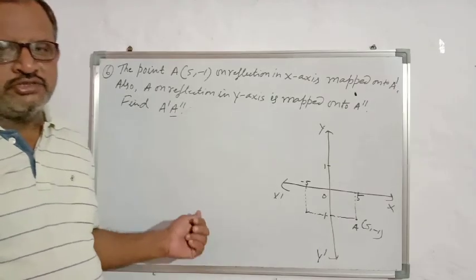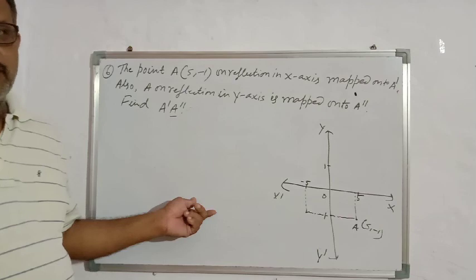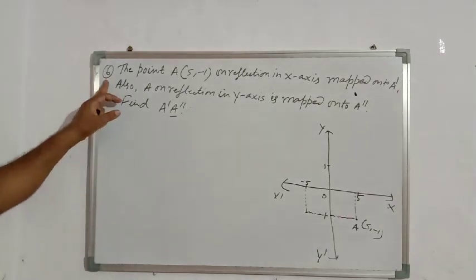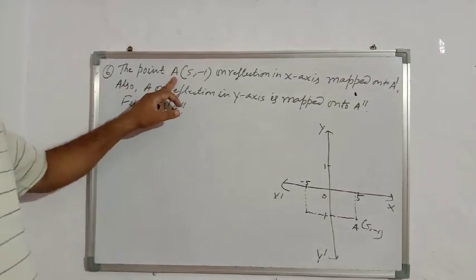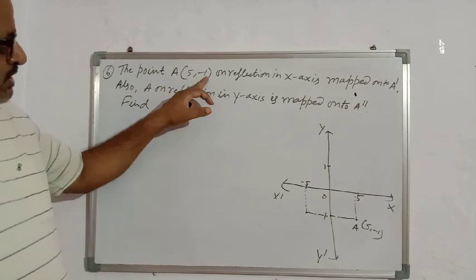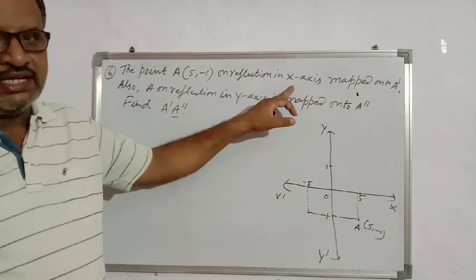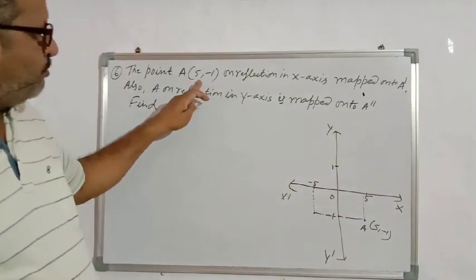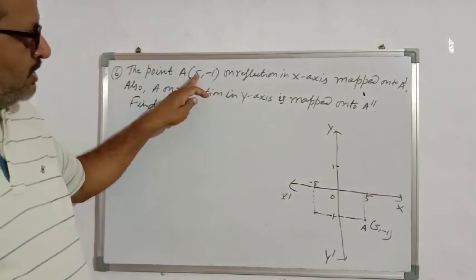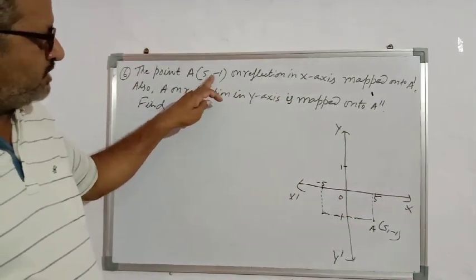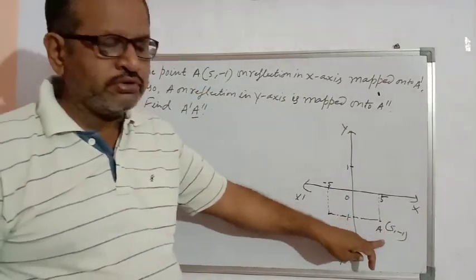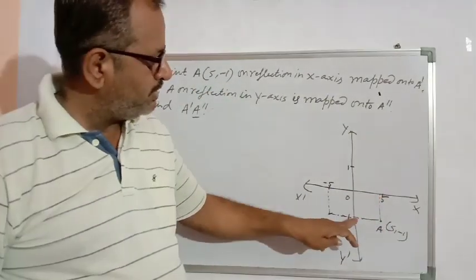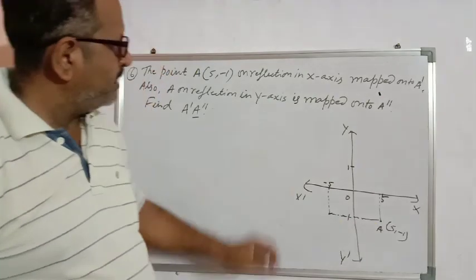Now see the last question, which is based on the reflection of the point. Question number 6. The point A (5, minus 1) on reflection in x-axis. So this is the x-axis. Where will point A (5, minus 1) lie? First coordinate positive, second negative, so it will lie in the fourth quadrant. 5, minus 1.